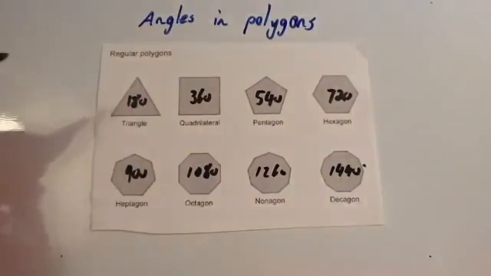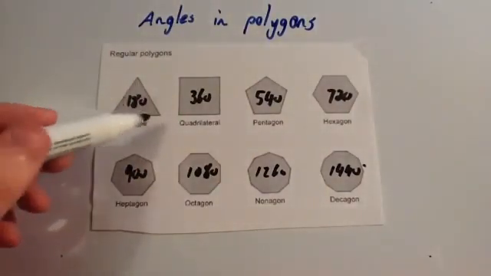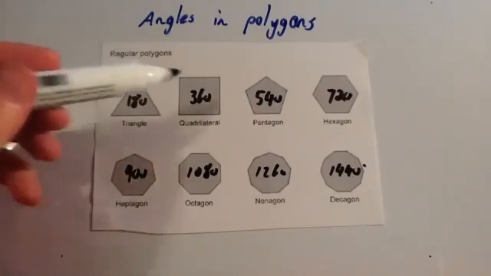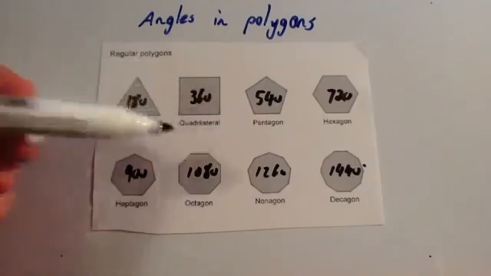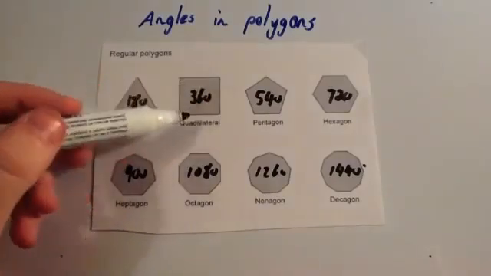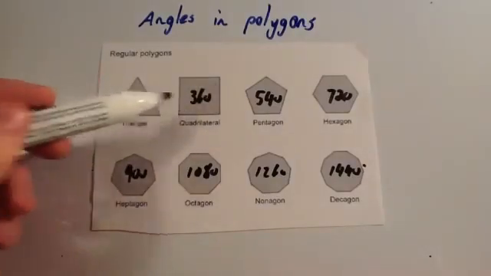Now, it's interesting to note that a triangle is 180 degrees. You will have seen that much further down in your math studies or in previous years. A quadrilateral adds up together to give you 360. You should know these two.